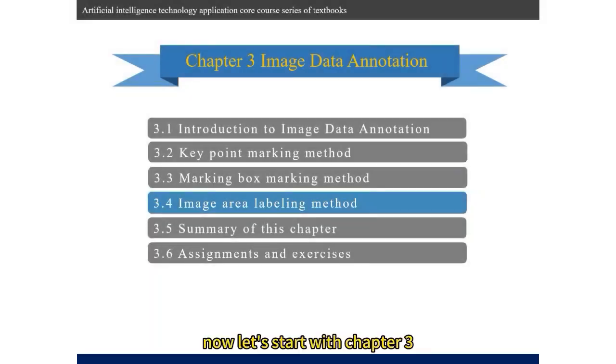Now let's start with Chapter 3, which is about image data annotation. In this chapter, we will cover several key points. First, the introduction to image data annotation. Then, we'll discuss the key point marking method, followed by the marking box marking method. After that, we'll focus on the image area labeling method. We'll also have a summary of this chapter, as well as assignments and exercises.